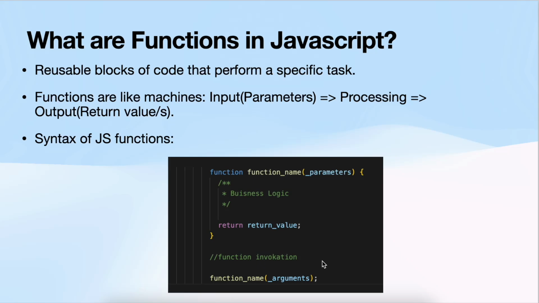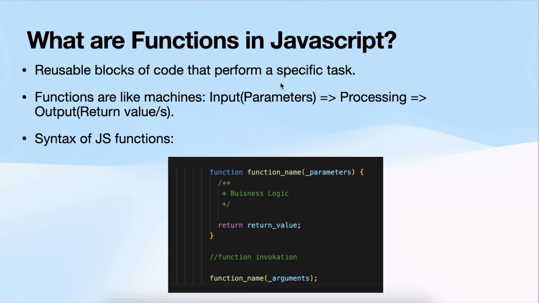Functions in JavaScript are nothing but reusable blocks of code that perform a specific task. Let's consider a function as a machine. What does a machine actually do? A machine usually takes some input, processes it, and then gives a certain output to the user. If we map JavaScript functions to machines, they are the same. They receive parameters as their inputs, process the parameters, and give us return values as output.